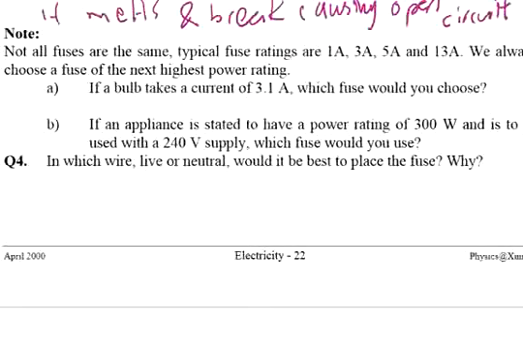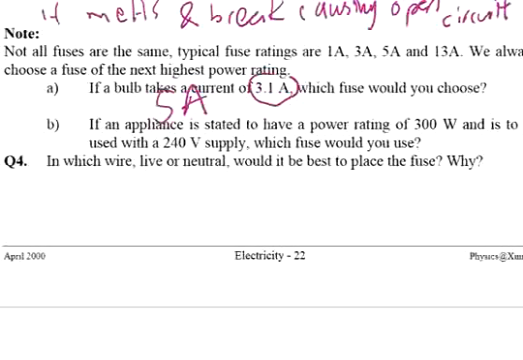If a bulb takes 3.1 ampere, which fuse do you need to use? 3.1 ampere, slightly higher will be 5 ampere. If the appliance is stated to have a power rating of 300 watt and is to be used at 240 volt, which fuse would you use?